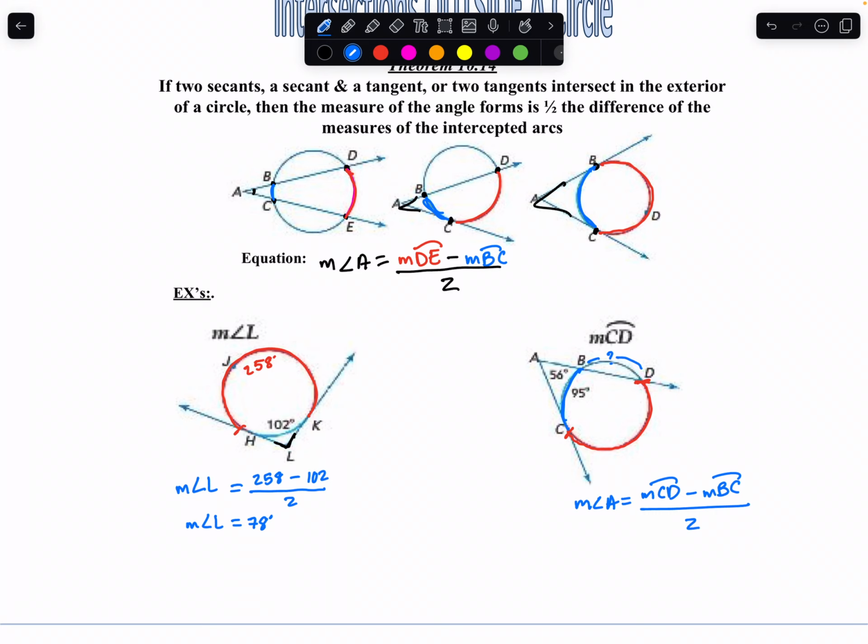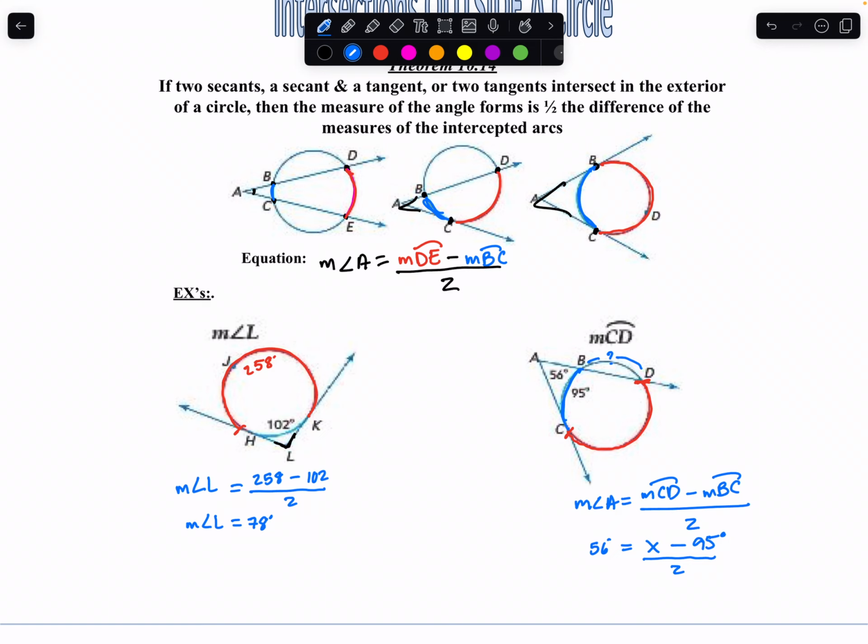And I plug in what I have. The angle on the outside is already 56 degrees. The big arc, we don't know. We can just label that as x if you want. The small arc is 95 degrees. Whatever we have minus 95 divided by 2 should give us 56. Once I set up my equation, I really just have to solve for x.